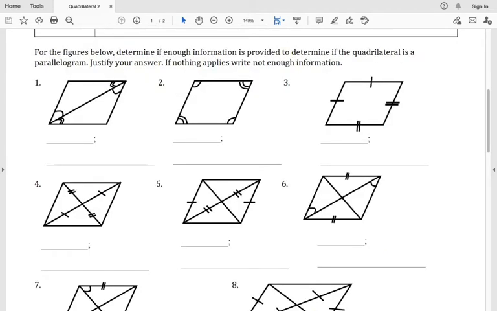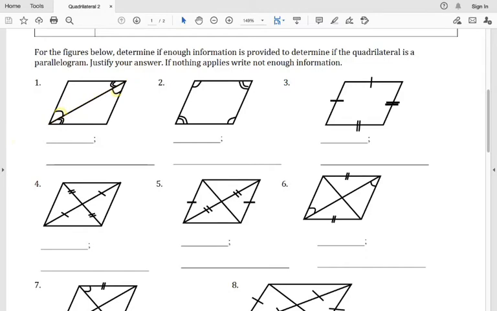Okay, for these examples below, we're going to determine if there's enough information to show that it is a parallelogram, and they want us to justify our answer. So if nothing applies, you're just going to write not enough information. All right, so in this first picture on number 1, you've got this angle here congruent to this angle here. Well, those are alternate interior angles because this is a transversal that's going through these lines right here and here. So that makes those lines parallel to each other.